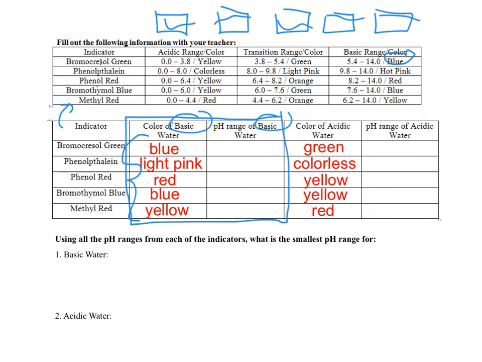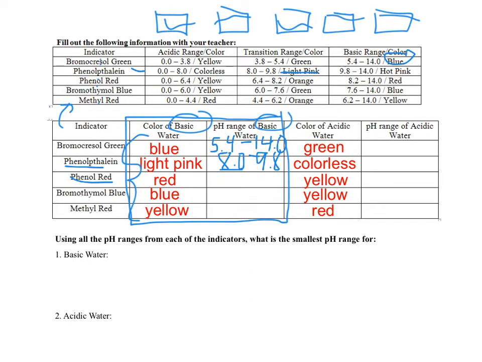So the only time bromocresol green turns blue is if your pH is between 5.4 and 14. Okay? Phenolphthalein turned light pink. So we'll find phenolphthalein, and when phenolphthalein turns light pink, the pH is between 8 and 9.8. So that was super helpful, even just looking at these two, in that we know a minimum: it had to be a pH of 8.